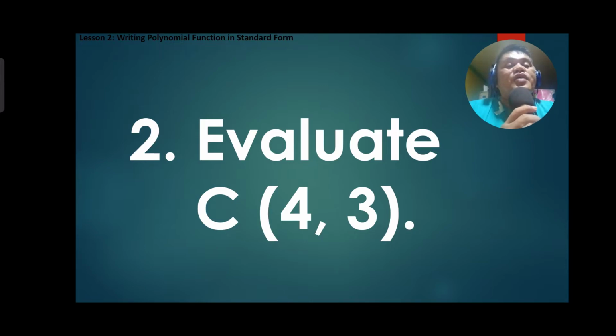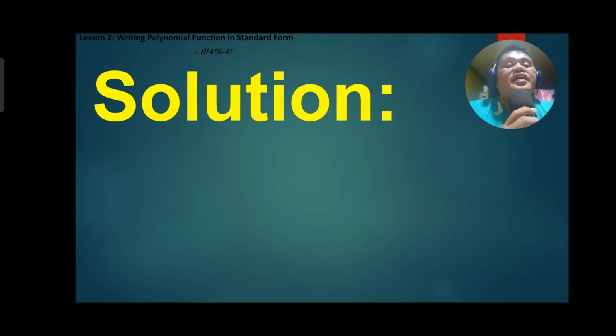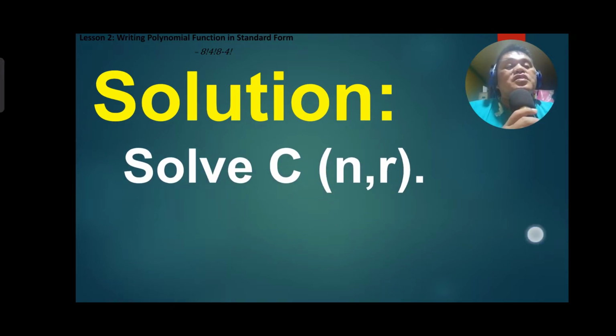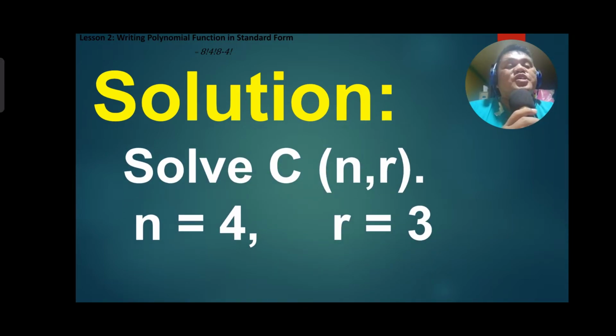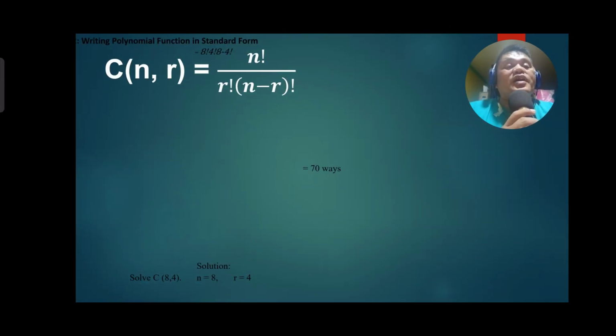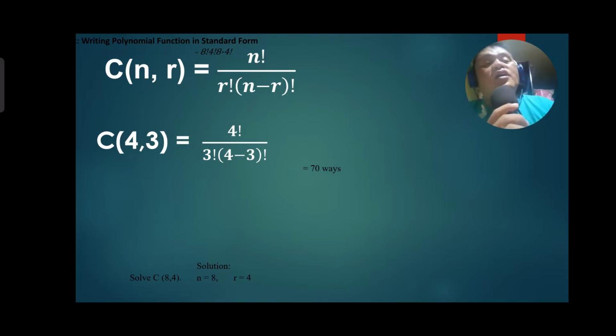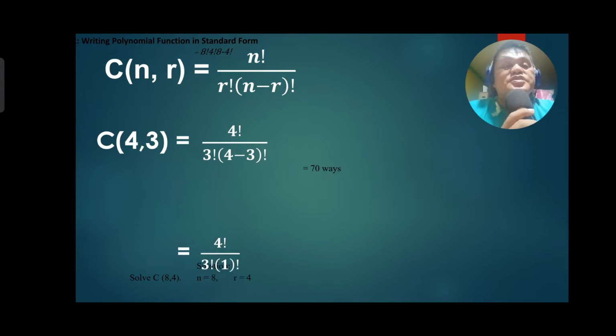Number 2, evaluate the combination of 4 objects taken 3 at a time. So our n is equal to 4 and r is equal to 3. Substitute to the formula. So we have the combination of 4 objects taken 3 at a time is equal to 4 factorial over 3 factorial times quantity 4 minus 3 factorial.